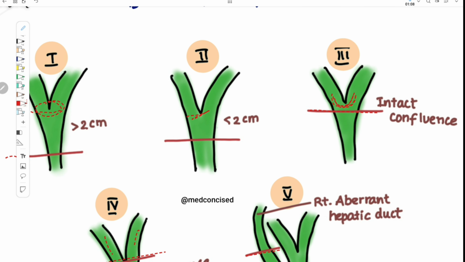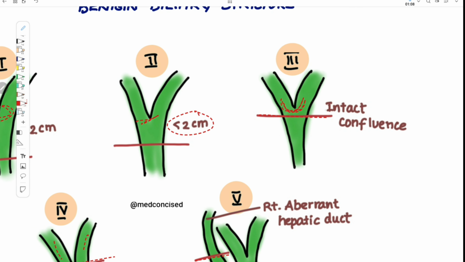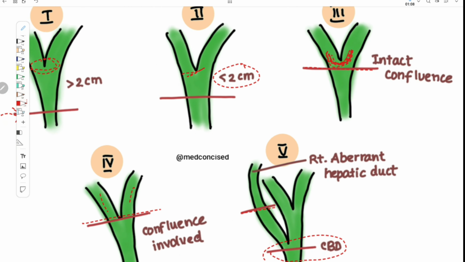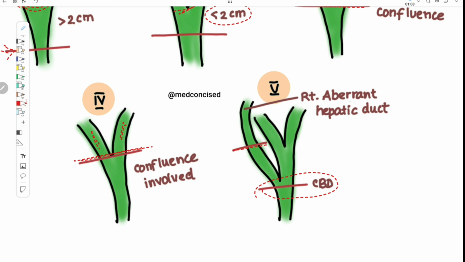In type 2, the stricture is present within 2 cm from the confluence. In type 3, the stricture is present just near the confluence, but the confluence is still intact. In type 4, the confluence is destroyed, so the right and the left hepatic ducts are not communicating at all. In type 5, there is a right aberrant hepatic duct. What is this right aberrant hepatic duct? It is a sectoral duct which drains a few segments of the right lobe of the liver, and it will drain directly into the CBD. So there is a stricture in this right aberrant hepatic duct, with or without a stricture in the CBD, and this is type 5.